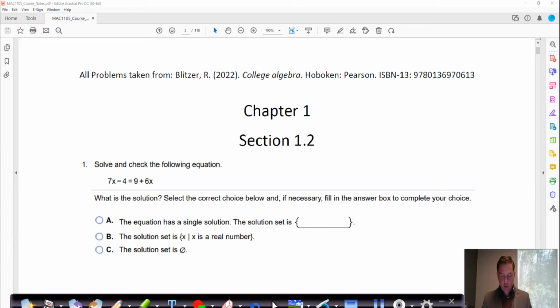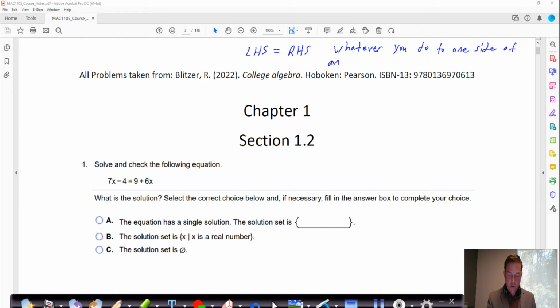Is an equation, and now an equation has what we call a left-hand side, an equal sign, and then a right-hand side. And basically, one of the most powerful rules of algebra is very simple, and it's something like this. Whatever you do to one side of an equation you must do to the other side.